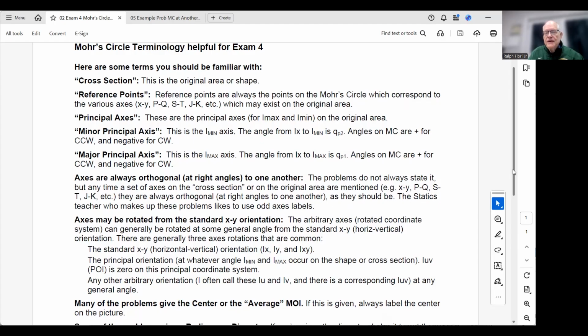Don't be confused by PQ, RS, LM. Again, that's just a set of right angle axes. They're right angles on the cross section, and they're opposite from one another on the Mohr circle. They're 180 degrees away from one another on the Mohr circle.